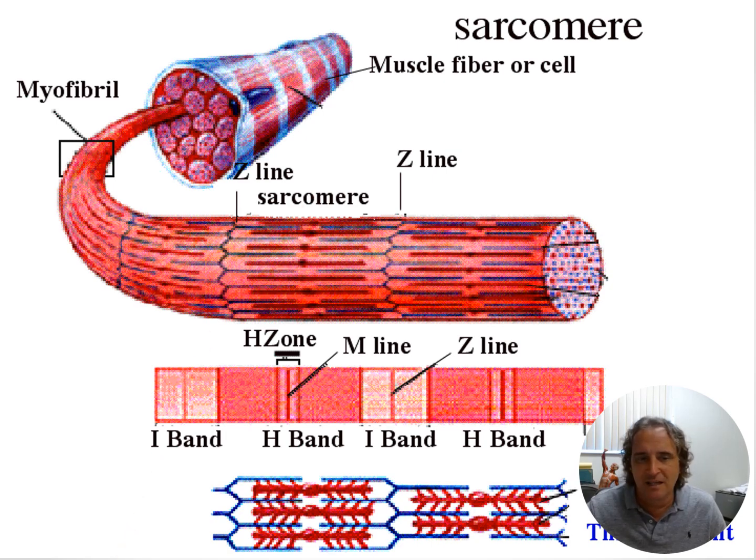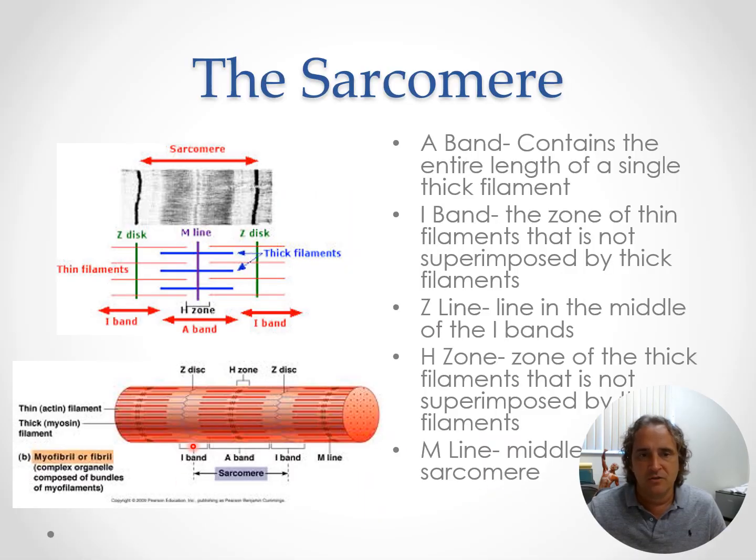So let's take a look from your lecture class. What are all these things? You have thick and thin, which makes it dark. You have just these, which makes it light. So if you're looking at these, the Z disc is going to be in the light. The M line is going to be in the middle of the dark. The A band is going to be the entire dark band. The I band is going to be the light band.